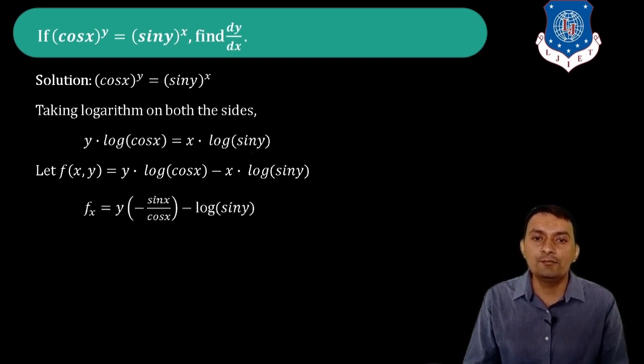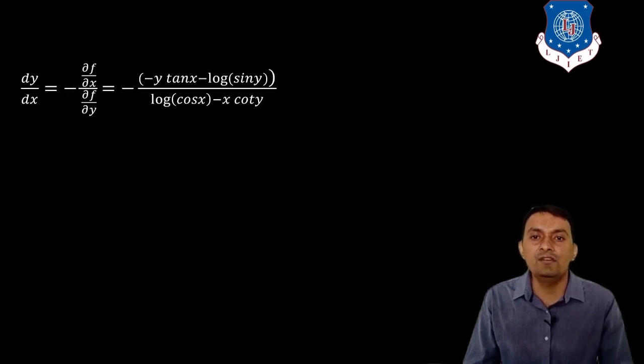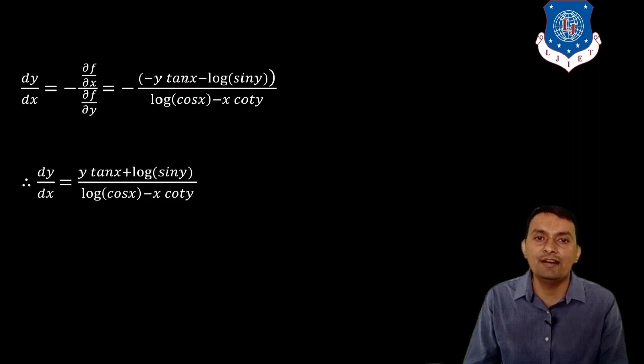Say this is f of x, y. We can determine f x, that is minus y tan x minus log sin x, and f y is log cos x minus x cot x. But we want dy by dx. This is the formula: minus del f by del x is this one, and del f by del y is this one, and that is going to be your final answer. Just take minus y tan x, and you can take minus common from this one, so you will get this one.